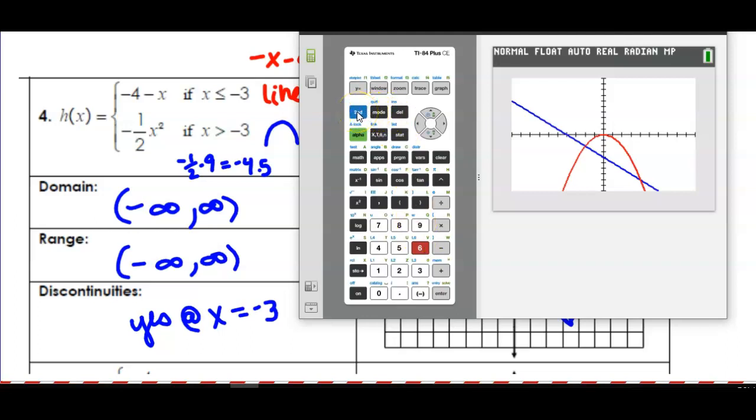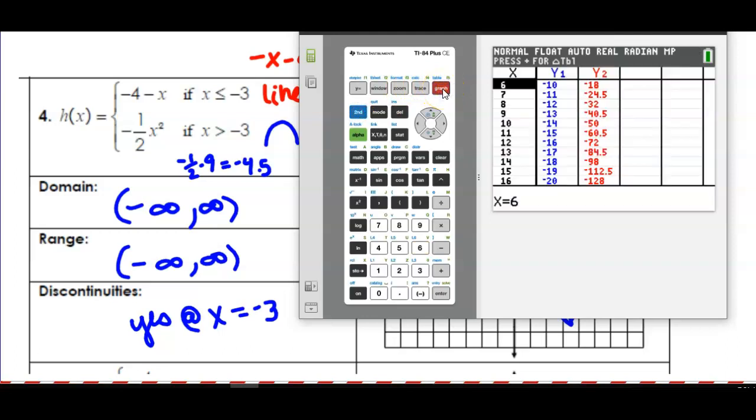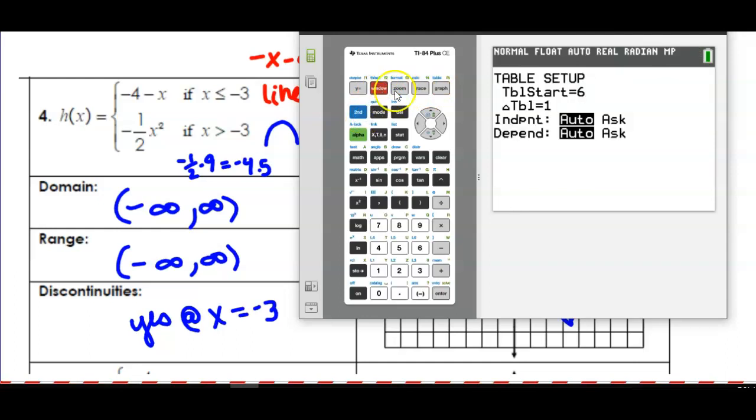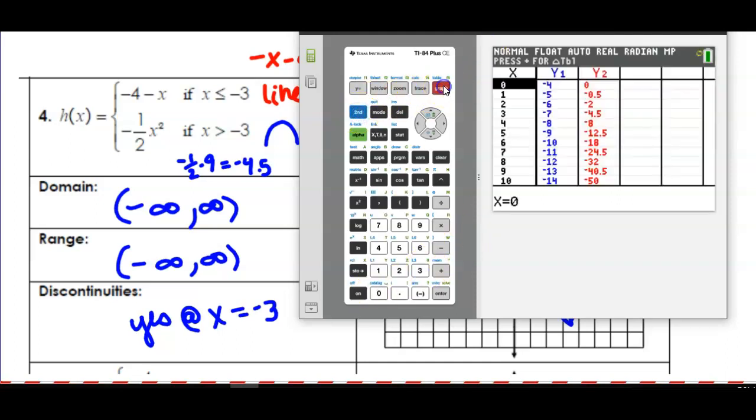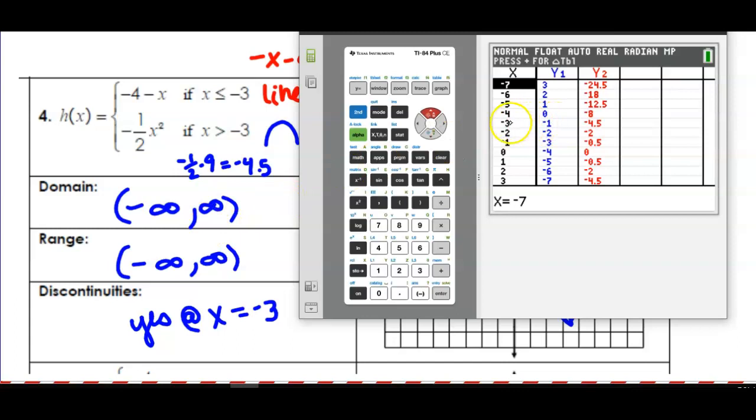My suggestion for the next part would be to go to the second graph or the table here. If you're having trouble, you can go second window and make sure your table looks like this. It can start at 0, count by ones, auto, and then you can scroll up and down. Now, this one changed value at -3, so it was -3 and less. So we would graph these points, -3, -1, -4, 0.